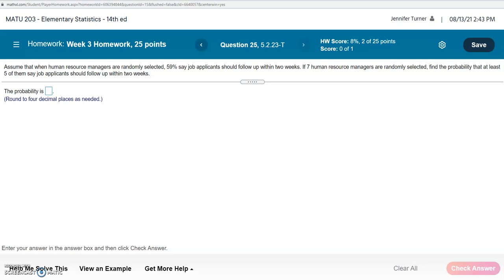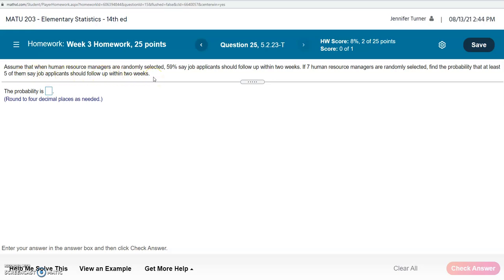Let's see how we can calculate actual probabilities using the binomial distribution calculator in StatCrunch. So this question says, assume that when human resource managers are randomly selected, 59% say job applicants should follow up within 2 weeks. If 7 human resource managers are randomly selected, find the probability that at least 5 of them say job applicants should follow up within 2 weeks.